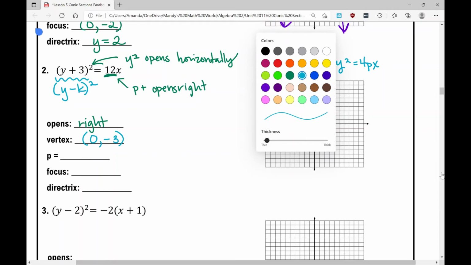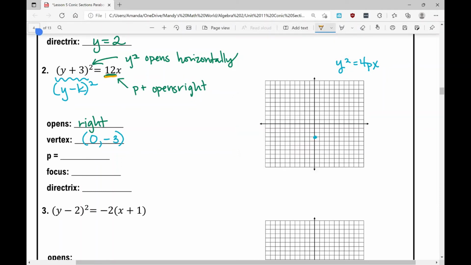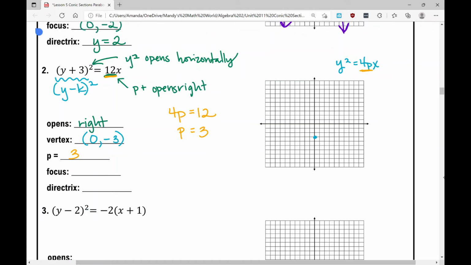So now let's find the value of p. I'm going to take what's in front of the x term, what is not squared, and set it equal to 4p, so 4p is going to equal 12. I solve for the value of p, which is 3. P is 3, which means I'm going to go out 3 to the right and 3 to the left. Because this parabola opens to the right, I know that the focus is here, which means the directrix is here. Because it opens horizontally, that directrix is a vertical line with the equation x equals -3. So the ordered pair for the focus is (3, -3).